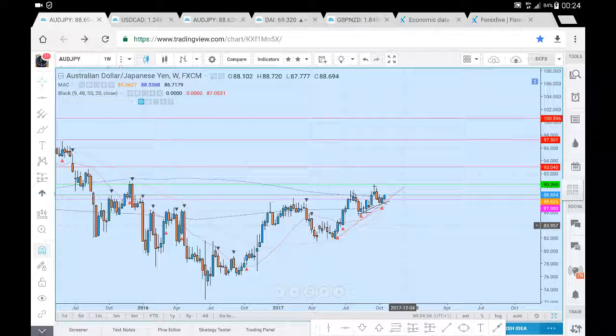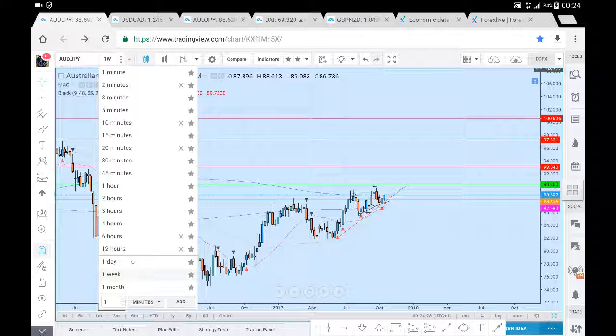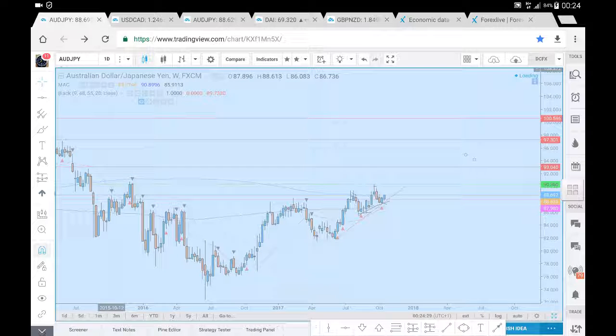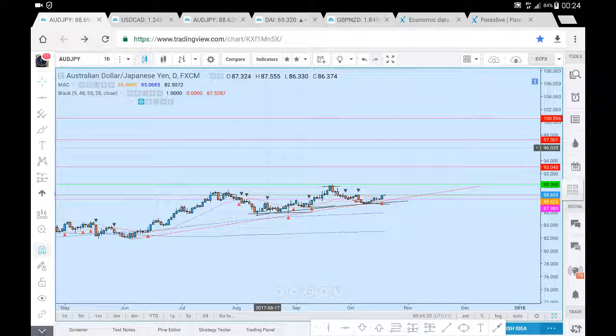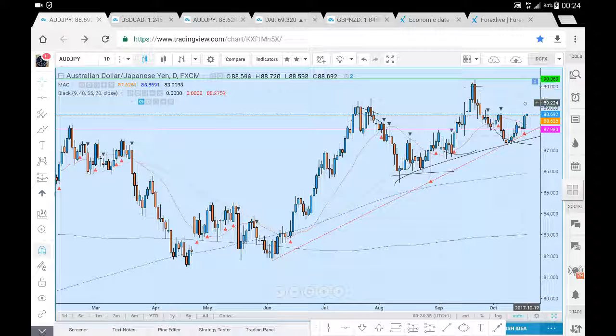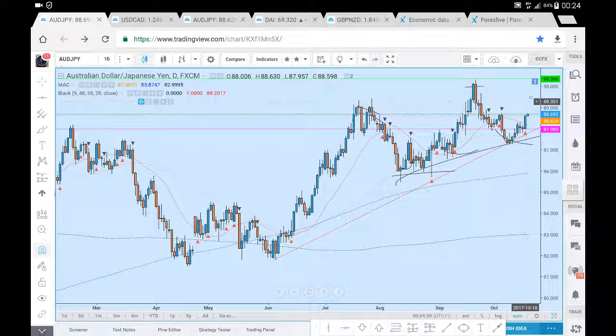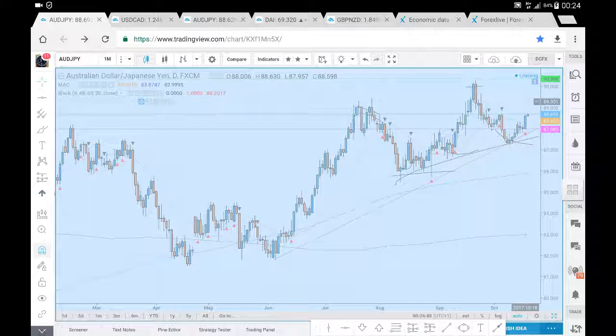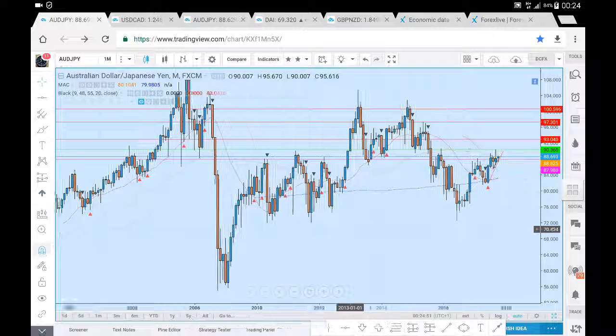We've got invalidation already placed on the chart at about 67 pips, after this strong bullish move. Invalidation currently sits at 87.95, so essentially 87.96. Now if I go to the monthly time frame, let's see where we are.